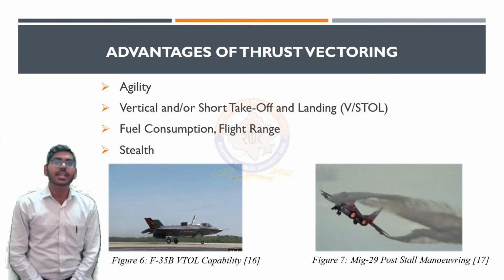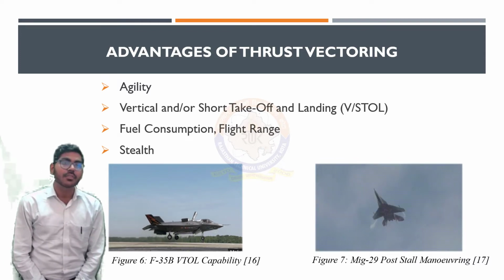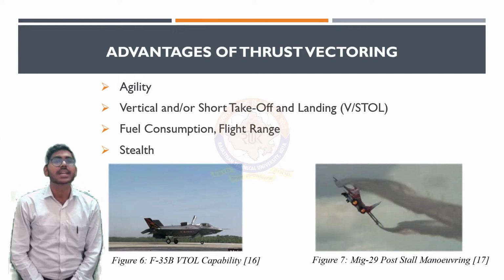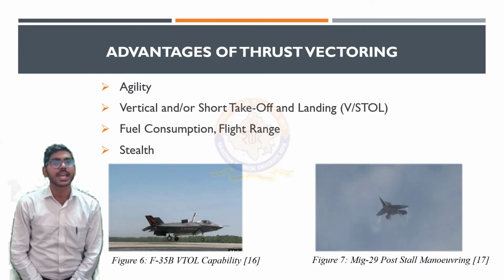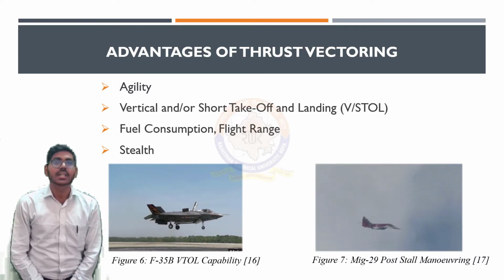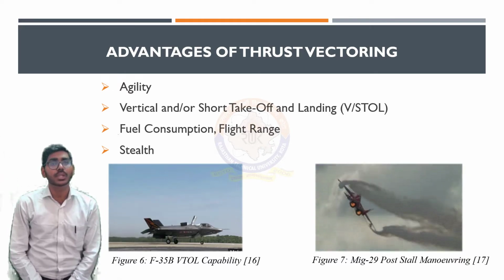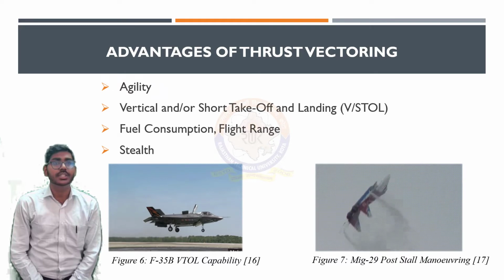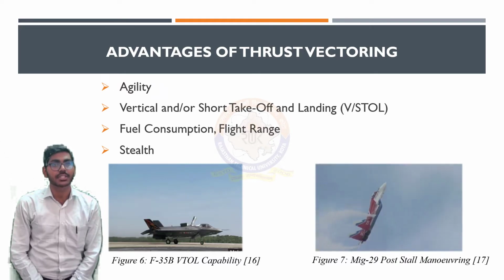Fuel consumption, flight range. An aircraft with thrust vector control requires less thrust to achieve desired results in flight regimes such as cruise, climb, and descent. This has the effect of reducing the fuel consumption of the aircraft due to the lower thrust requirement, which in turn increases the aircraft's flight range.